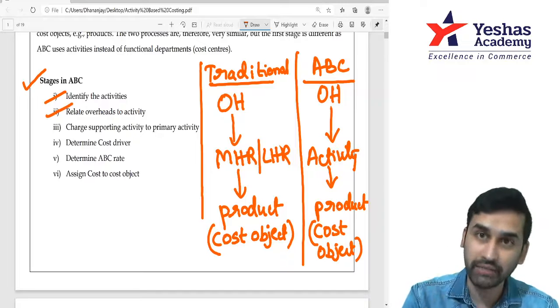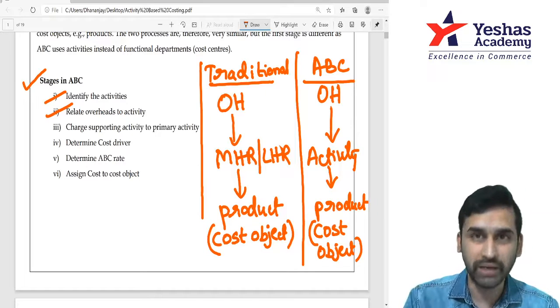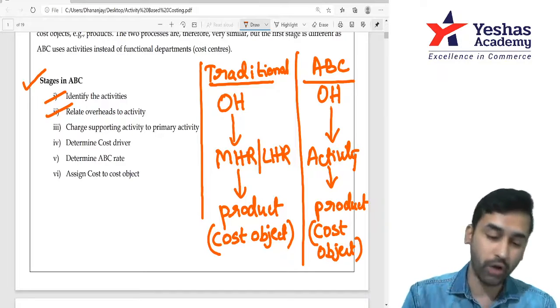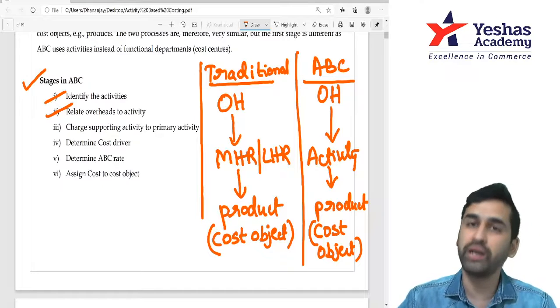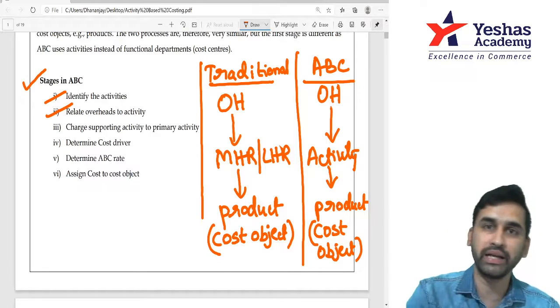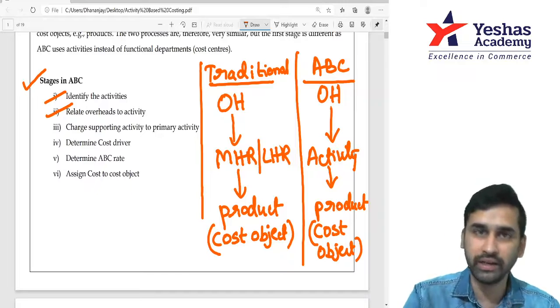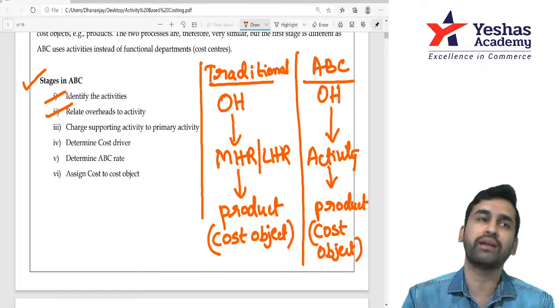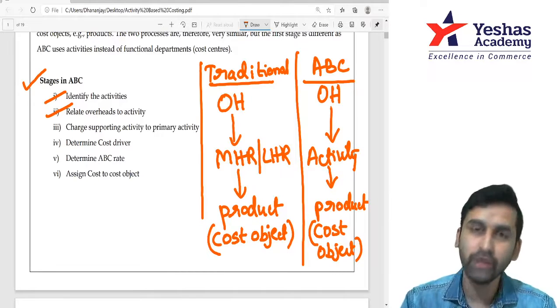Second, relate overhead to the activity. For that activity, that is customer complaint management activity, how much is the cost? How much is the overhead cost? You will have telephone bill, printing and stationery, electricity, internet, all of this. Calculate how much is the overhead cost for that particular activity.